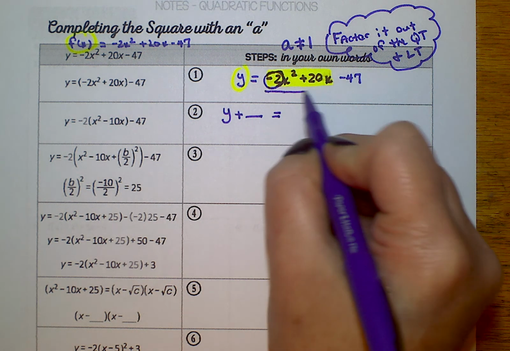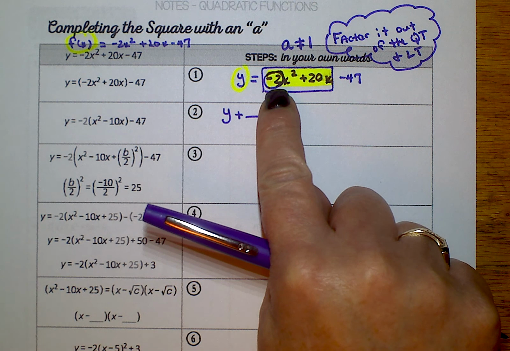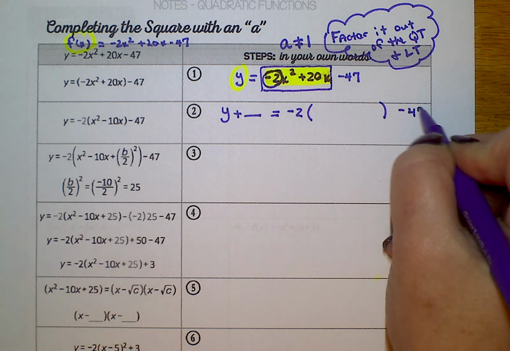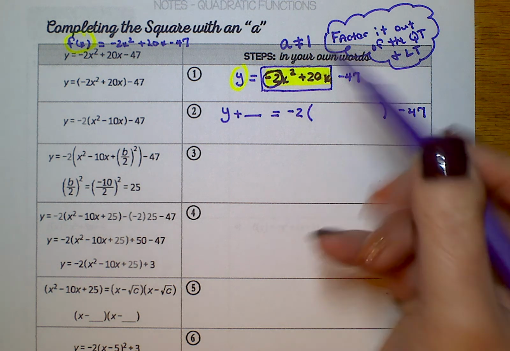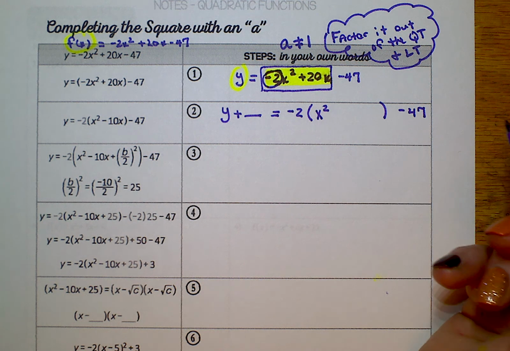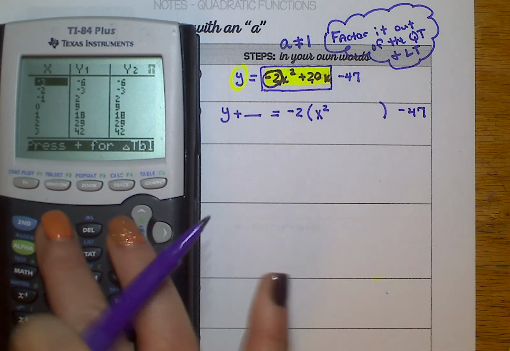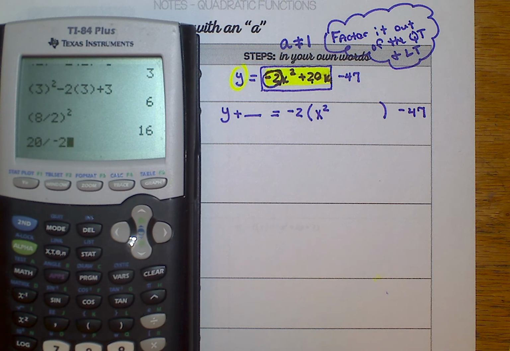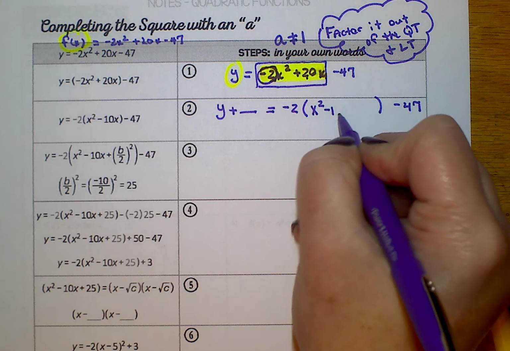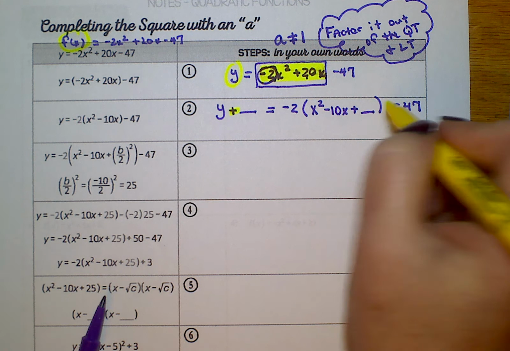When I say factor that out, we're going to take out whatever number that is as a GCF. So I'm going to pull out the -2, leaving that constant number hanging. When I pull that -2 out, I should be left with an x to the second. Now be very careful because you're dividing both of these by -2. So when you take your 20 and divide it by -2, you should get a -10. And recall, I told you to always put a plus blank.